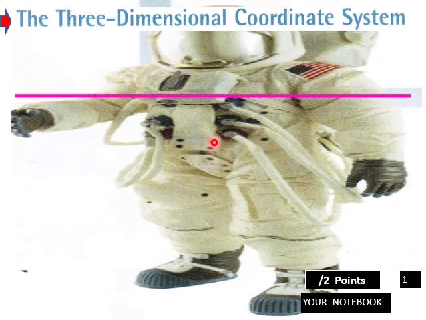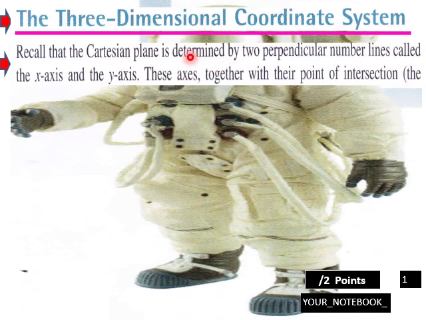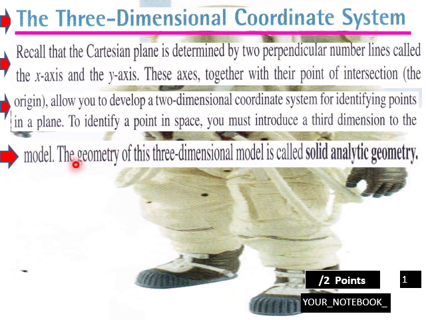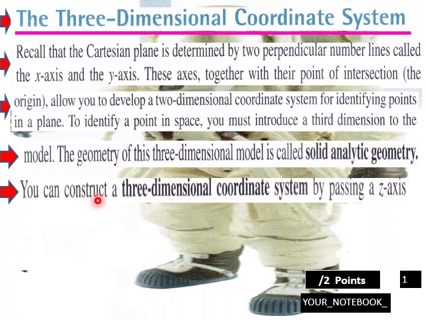Into today's lesson, the three-dimensional coordinate system. Recall that the Cartesian plane is determined by two perpendicular number lines called the x-axis and the y-axis. These axes, together with their point of intersection, the origin, allow you to develop a two-dimensional coordinate system for identifying points in a plane. To identify a point in space, you must introduce a third dimension to the model. The geometry of this three-dimensional model is called solid analytic geometry.